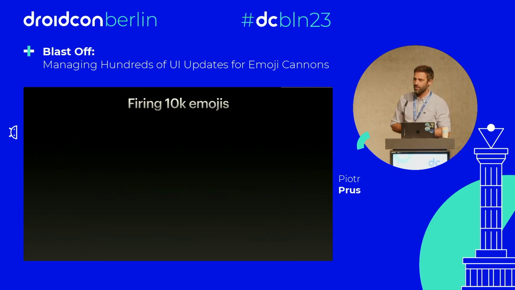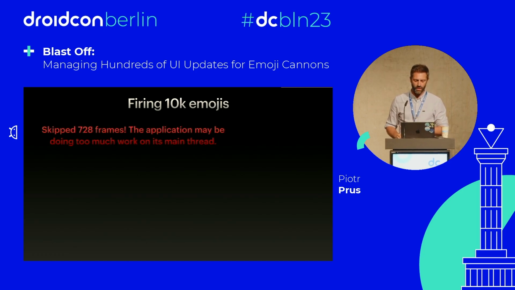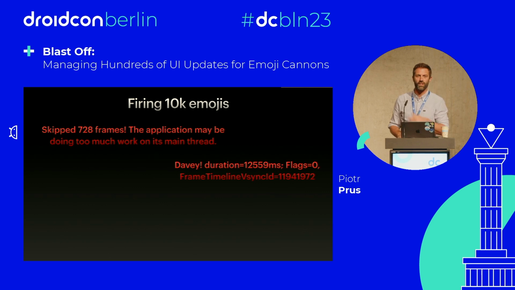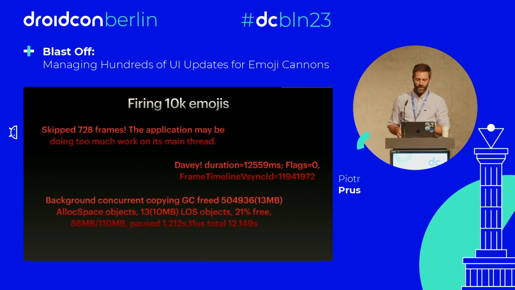But now let's try to fire 10,000 emojis. What could happen? Like, everything works now, right? So not quite, because we are skipping a lot of frames. We have this weird delay. If you have a lot of this, that means that something is going on your main thread, and probably you should fix it. We also have information that the main thread and our garbage collector is trying to free a lot of memory. And in my case, after firing 10,000 emojis, I got a 12 seconds freeze.